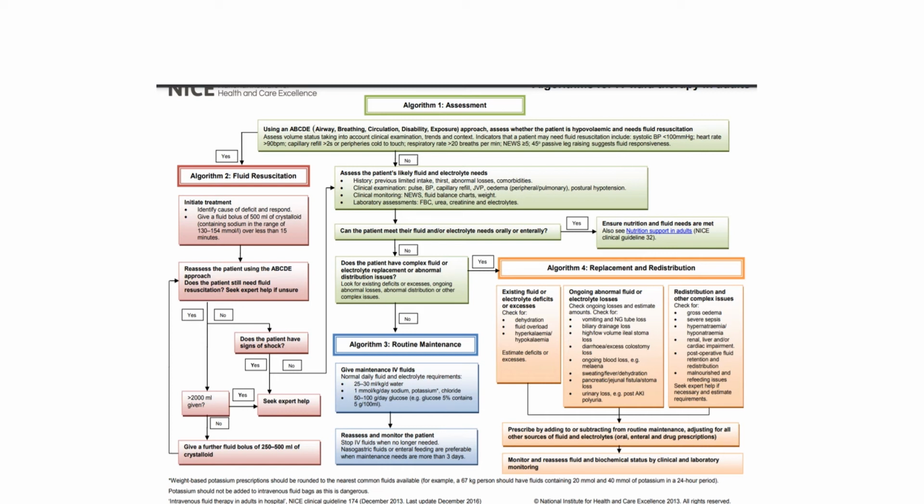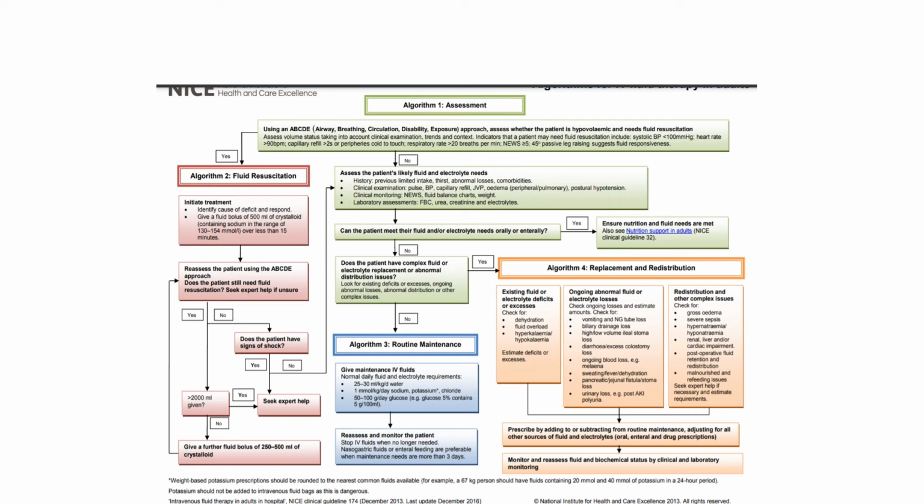So, based on all these parameters, if you feel that the patient requires fluid resuscitation, then you go to the second algorithm, that is fluid resuscitation. Initial treatment includes identifying the cause of the deficit and providing a response. You can give a fluid bolus or fluid challenge of 500 ml of crystalloid, which has a similar sodium content to that of plasma, over less than 15 minutes.